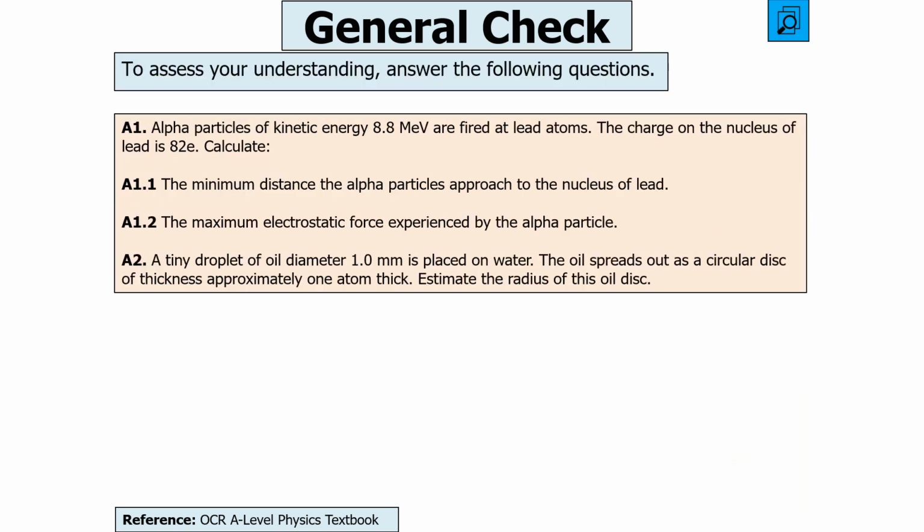The next question says, alpha particles of kinetic energy 8.8 mega electron volts are fired at lead atoms. The charge of the nucleus of lead is 82 e. Calculate the minimum distance the alpha particle approaches to the nucleus of the lead, and the maximum electrostatic force experienced by the alpha particle. And then a tiny droplet of oil of diameter 1 millimeter is placed on water. The oil spreads out as a circular disc of thickness approximately 1 atom. Estimate the radius of this oil disc. So pause the video now, then unpause the video when you want to go through your answer.